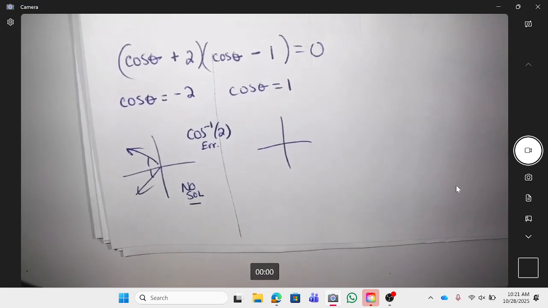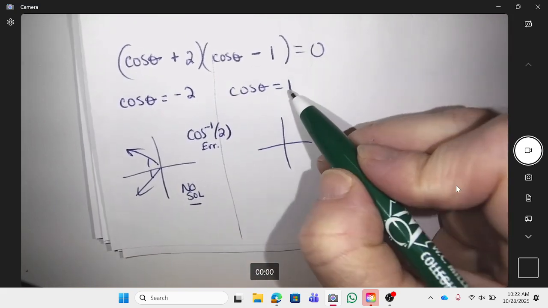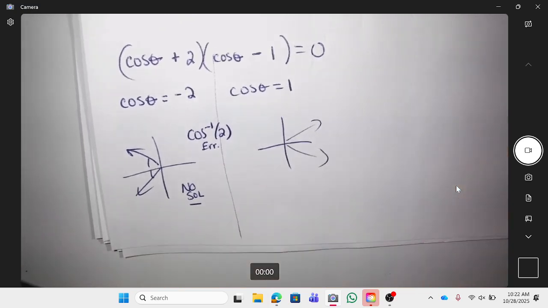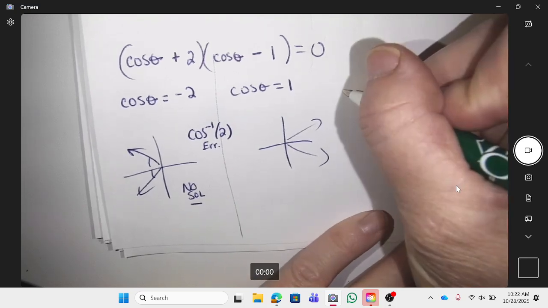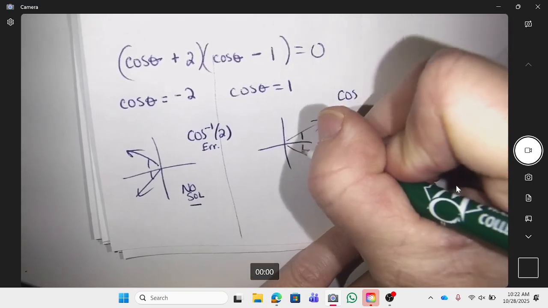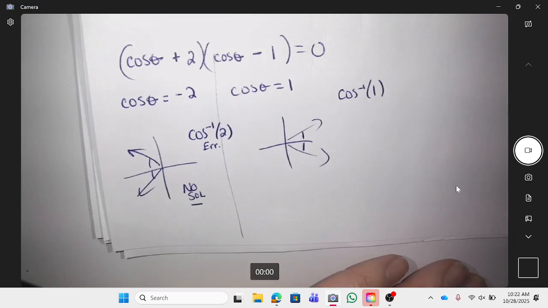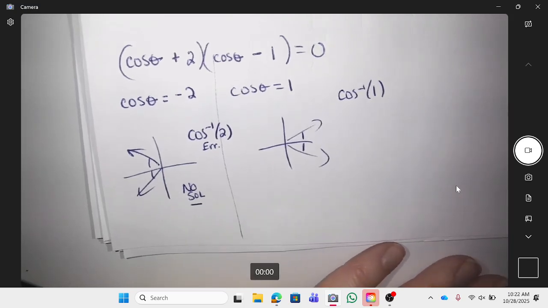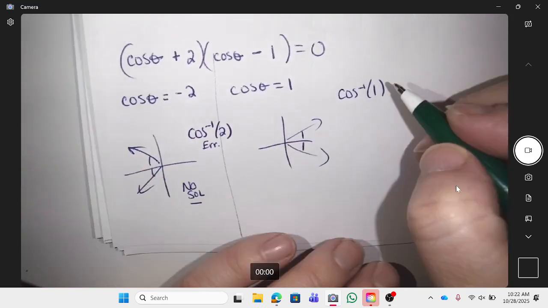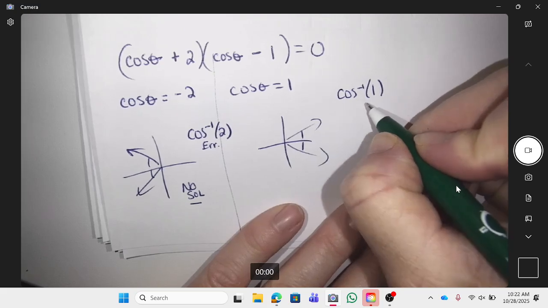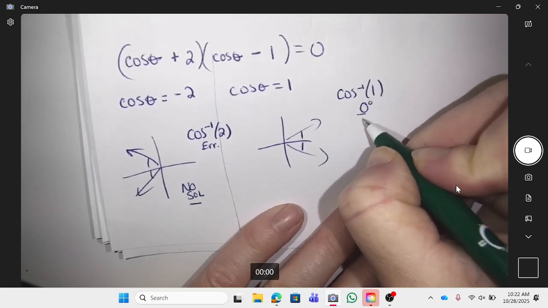Okay, done. Moving to the next option here, cos theta equals 1. This is a positive trig value, so positive trig for cos is 1/4 to the right. So I'm going to cos inverse 1. And I got 0 degrees.